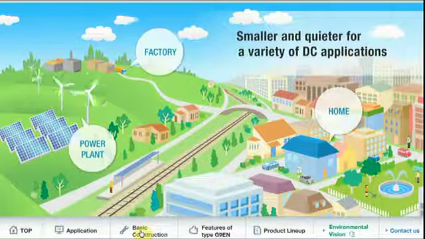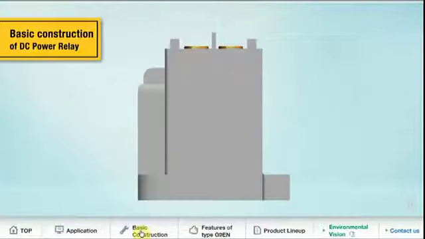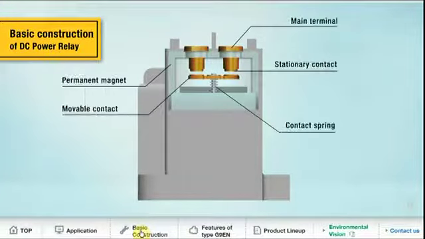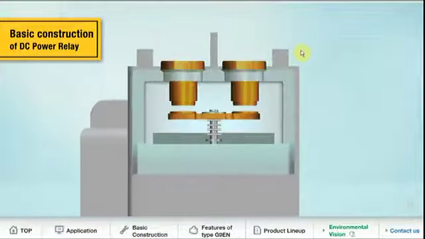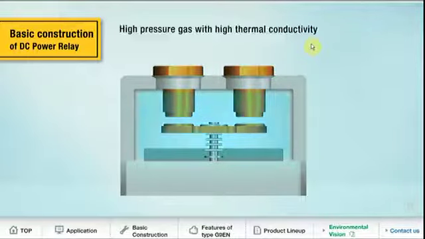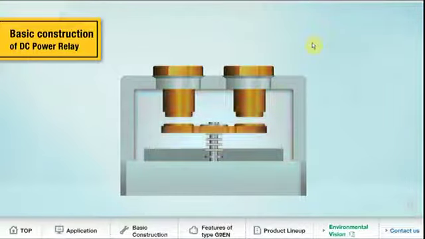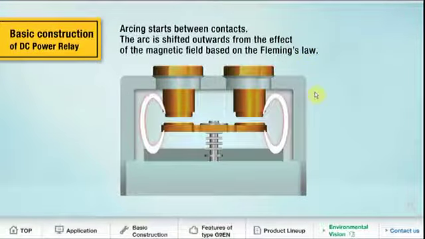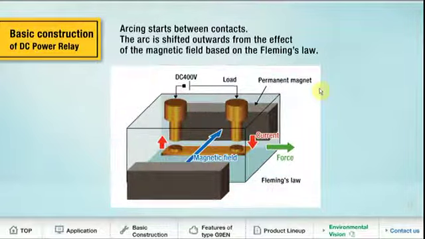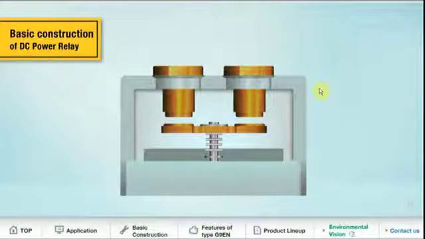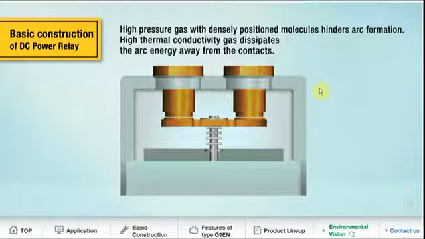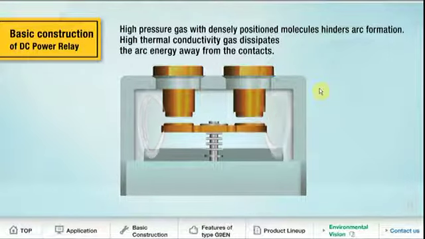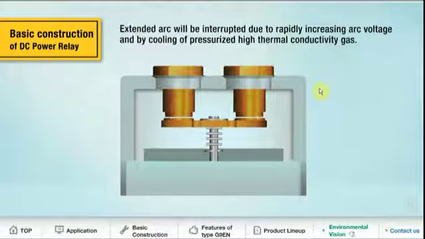Construction. A lot of the technology is based on being a hermetically sealed relay that we fill with hydrogen gas and have permanent magnets, and with these permanent magnets we use Fleming's law to reduce the arc. And because of all the technology that we've put into these relays, we can make them smaller and lighter, able to carry very high currents.